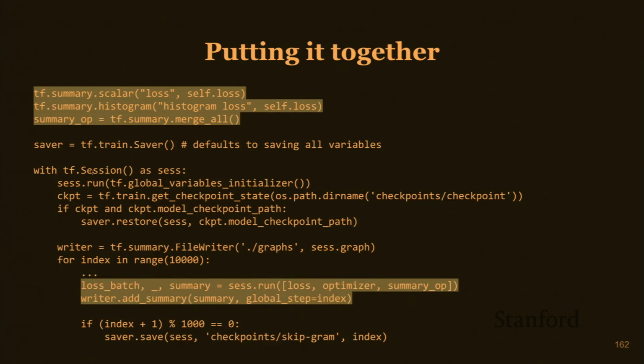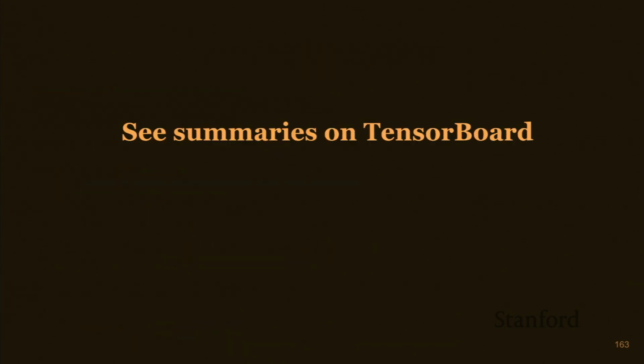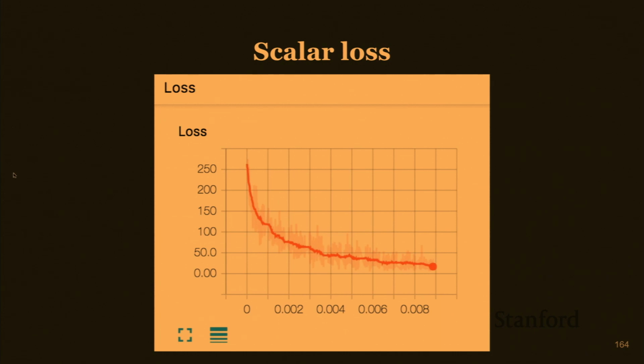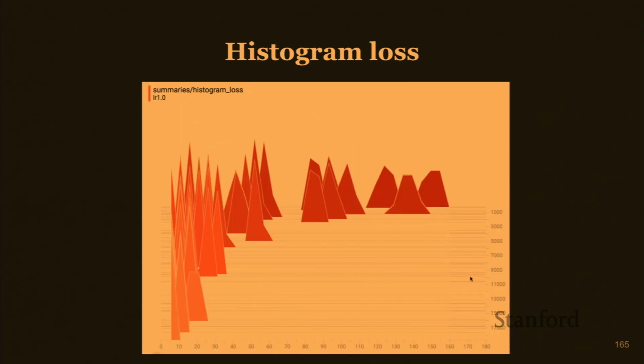Yes, that's basically it. So putting it together, it looks something like this. You can see the code in word2vec_visualize.py. I think it's on the class website, and you will see something like this. Here's the loss. You can see that the loss goes down gradually, which is nice. And somebody also likes to see it as a histogram.